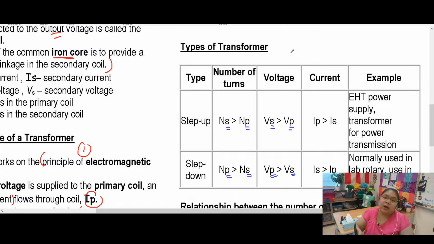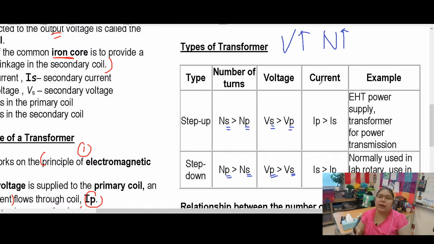So I can say voltage is directly proportional to the number of turns. When the number of turns increases, the voltage also increases. What we can control is the number of turns for the secondary coil. The voltage we cannot control for the secondary coil; we can only control it for the primary coil. So the number of turns on both sides can be controlled, but the output voltage we still don't know. Later we need to calculate.